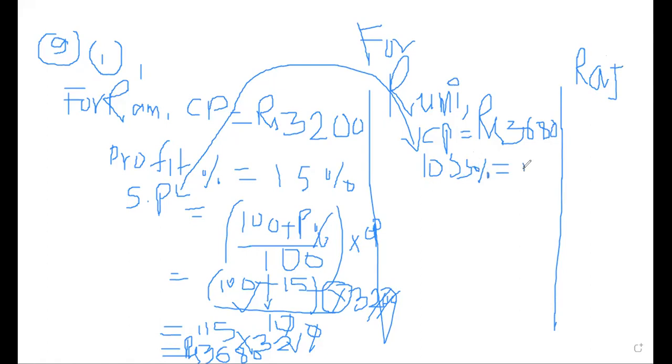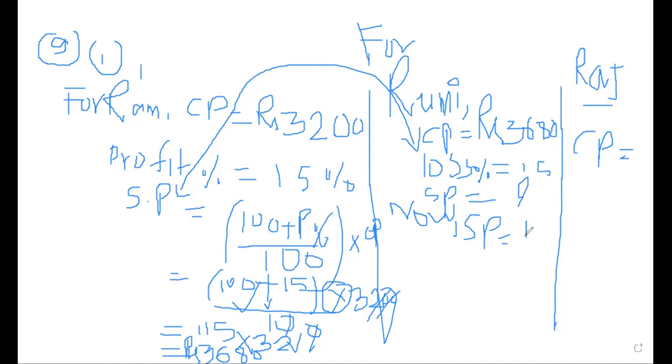Loss percent is 15%. Good. If you find the SP for Rumi, that SP will be the CP for Raj. Very good. Sarah has told the correct answer. The selling price for Rumi is the cost price for Raj.